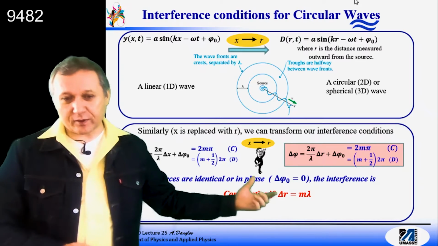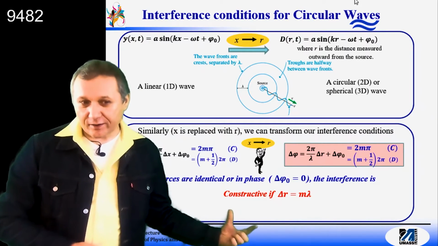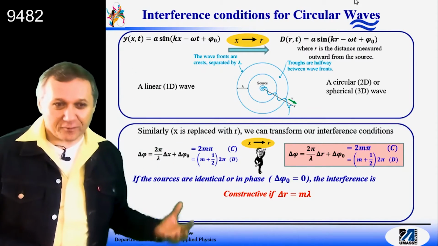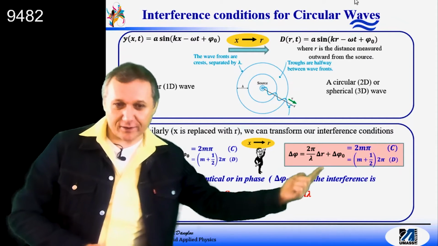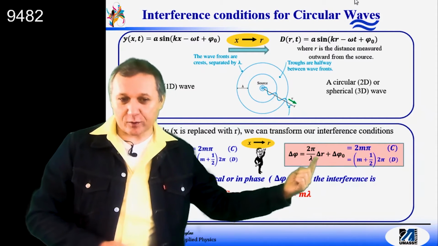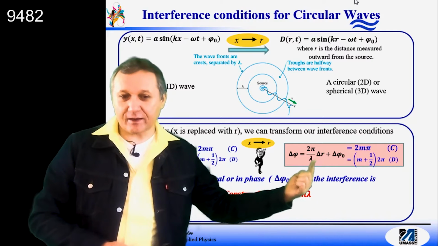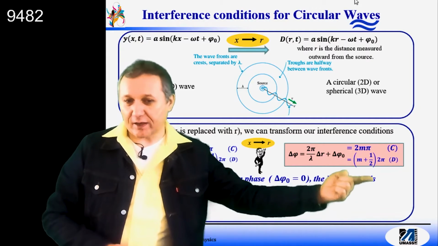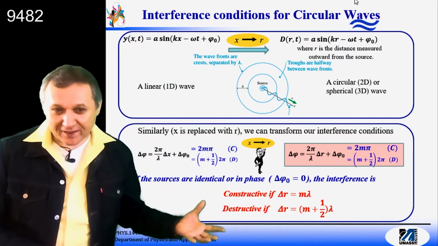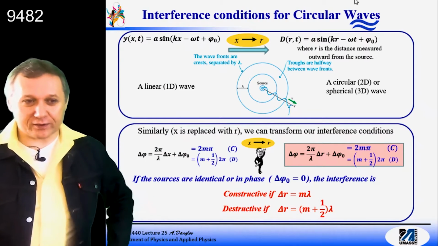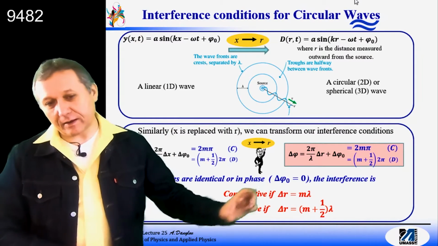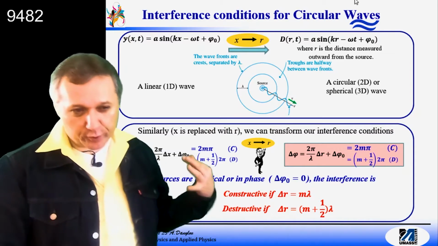And then, in a similar way, we can write a simplified condition for destructive interference. Again, delta phi is equal to 0, so 2 pi gets cancelled, and delta r will be equal to m plus 1 over 2 times lambda. So constructive and destructive interference, these are the conditions we're going to use today.